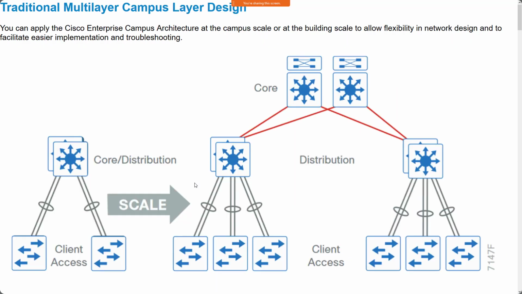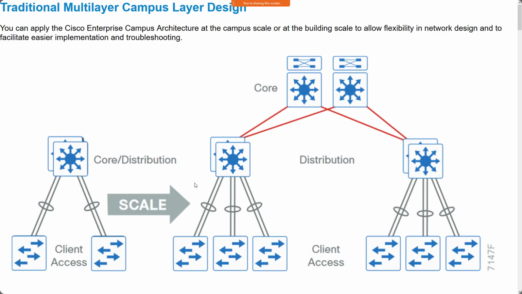All right, in a traditional multi-layer campus design, as I said, one of the two elements that we're concerned with are scalability and recoverability, if you will, what I would refer to as availability. The ability for the network to recover from failed circuits or failed devices or failed protocols, whatever it might be.